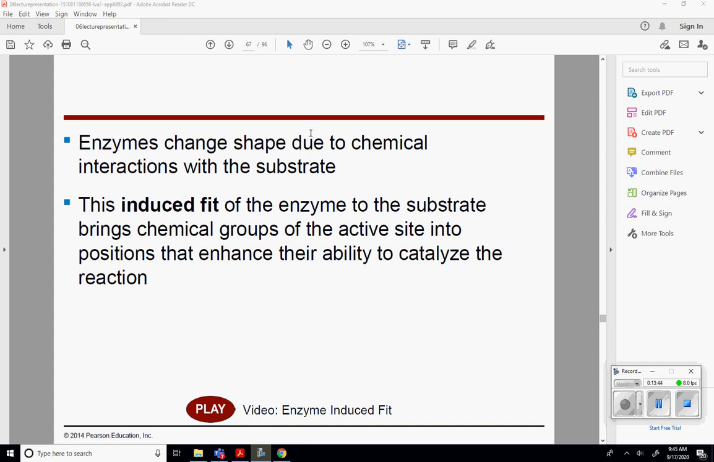But when they work complementary like this, with the enzyme changing shape due to the chemical interaction with the substrate, then we have something called the induced fit of the enzyme to the substrate. Get that down for induced fit. The induced fit of the enzyme to the substrate brings chemical groups of the active site into position that enhances their ability to catalyze the reaction.